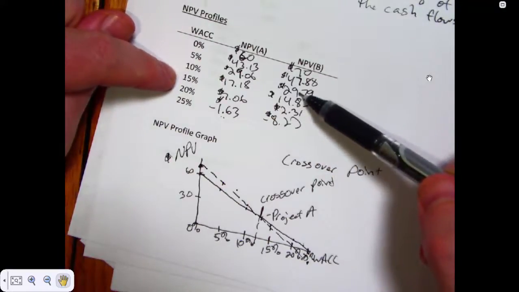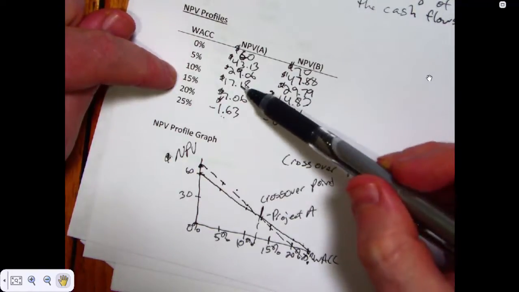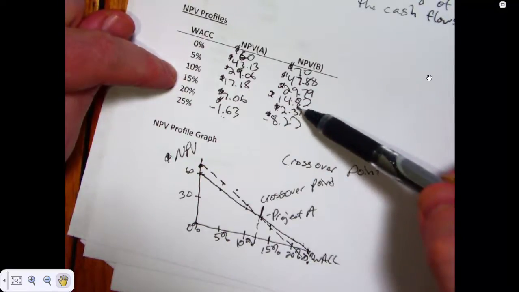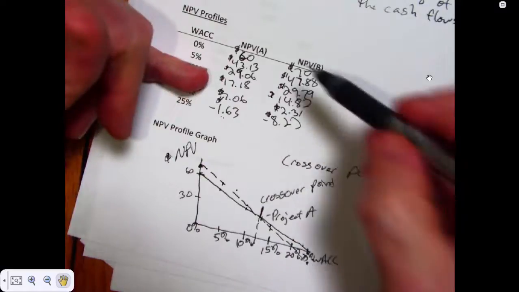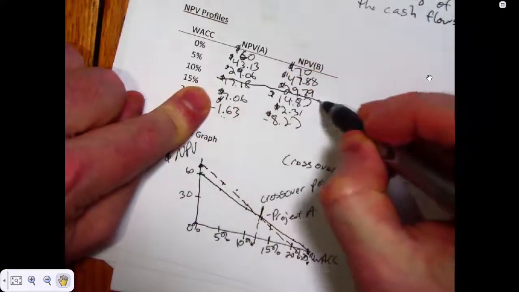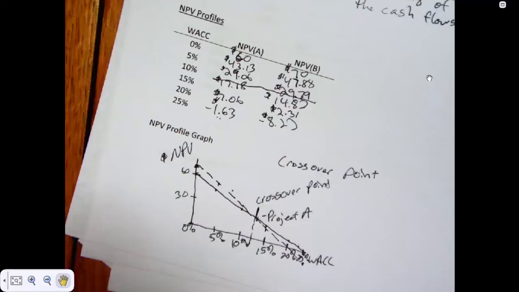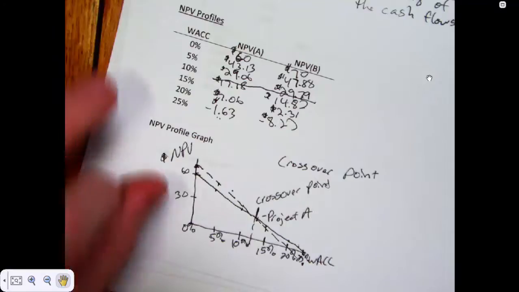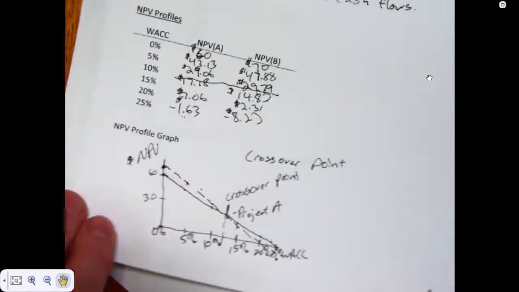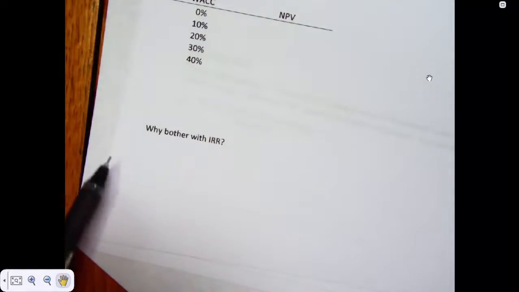Okay. So the NPV is higher after 10%. So this is our 10% amount. At 15%, the NPV of A is $17.18. The NPV of B is $14.82. And so above that, A is less than B. Below that, A is greater than B. So that's why we can get different outcomes, is because that outcome for NPV depends on the weighted average cost of capital. So the choice, the preference of one over the other is not absolute.